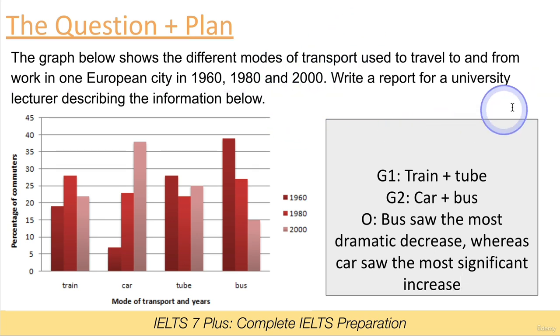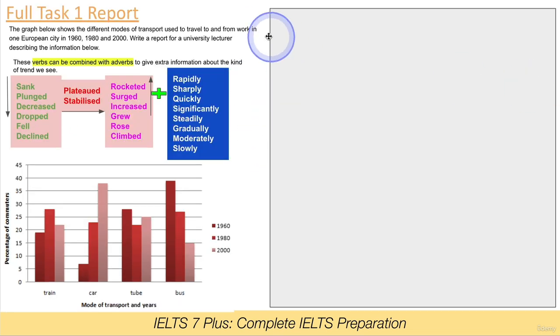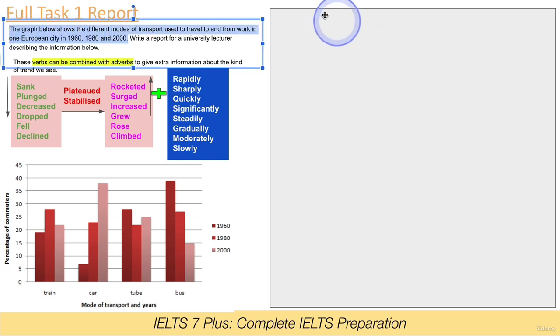All right then, so there we have it. Our charts, our groups, and our overview are all here. So now I think we can go to our write-up. And of course, we have our question here. We have some nice words to help us, some verbs and adverbs. And then we have our chart at the bottom here. So just like always, we need to paraphrase this sentence here.